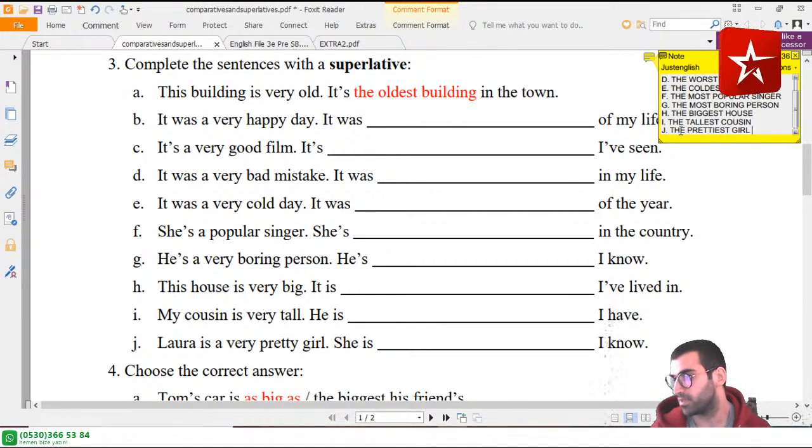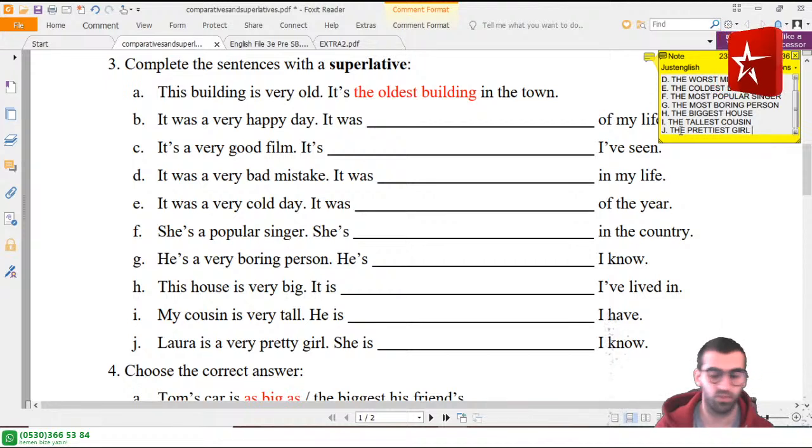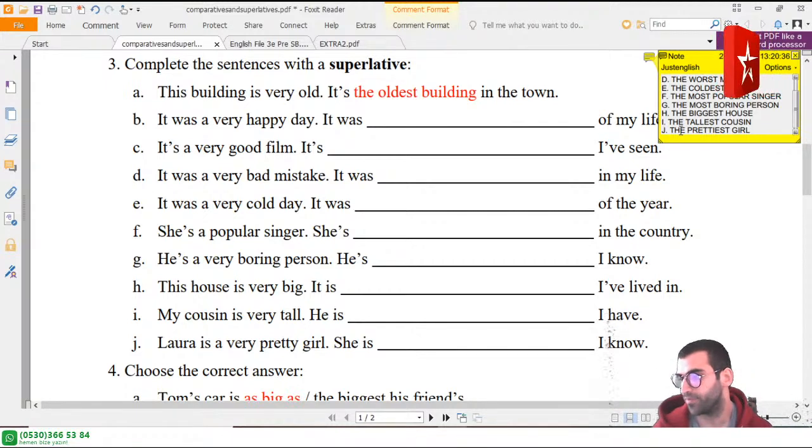Okay, Mehmet says "simplest" or "the most simple." Both of them are correct, Mr. Mehmet. Some British and some American speakers say "most simple," and some say "the simplest." Yes. Okay.